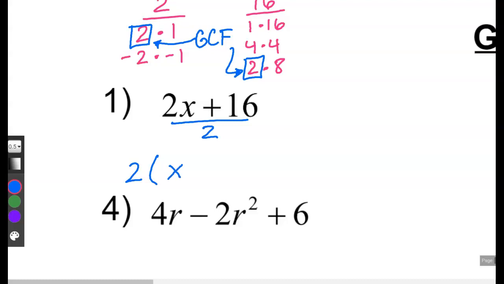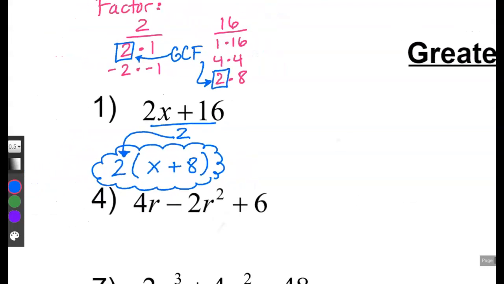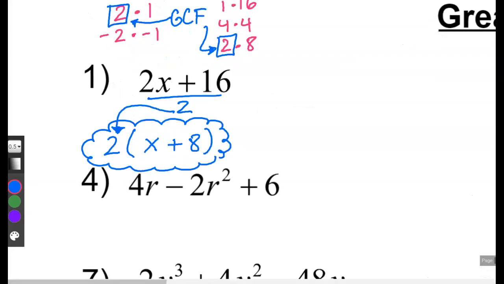And then I divide 16 by 2 and what do I get? So after the x I write a plus 8. End parenthesis. I have successfully pulled a GCF of 2 out of 2x plus 16. All right, I'm going to do a little bit of a harder one. So your end answer is just 2, parenthesis, x plus 8, end parenthesis.